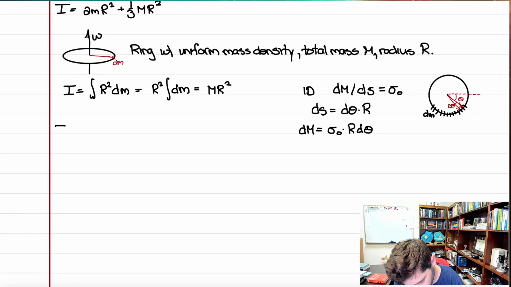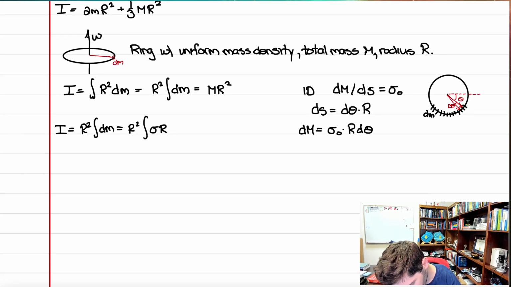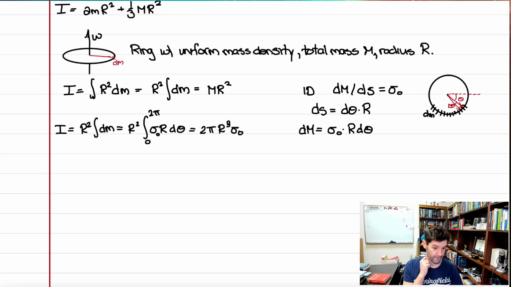So the rotational inertia, which again is the integral of r squared over m, is going to be r squared times the integral over sigma naught r d theta, and we go from 0 to 2 pi along the entire thing. So then this looks like it's just 2 pi r cubed times sigma naught would be the rotational inertia of this ring. And do we, of course, get that this is the same thing as m times r squared?